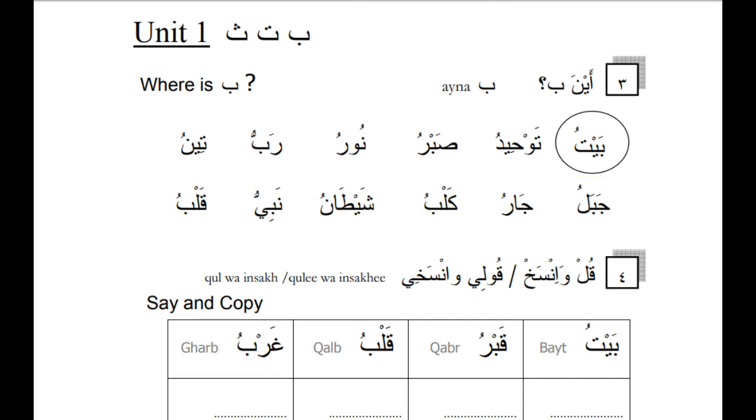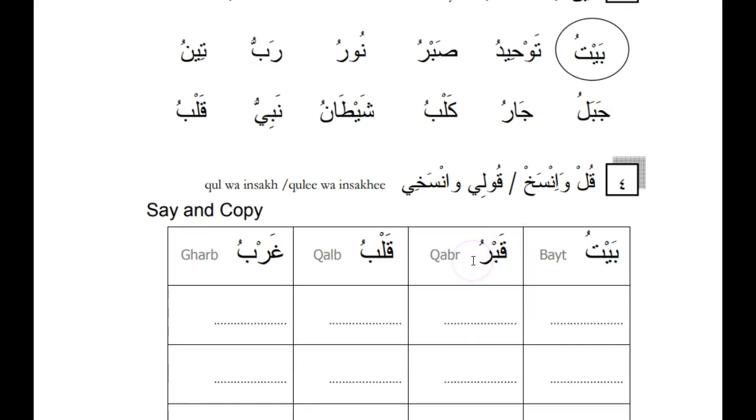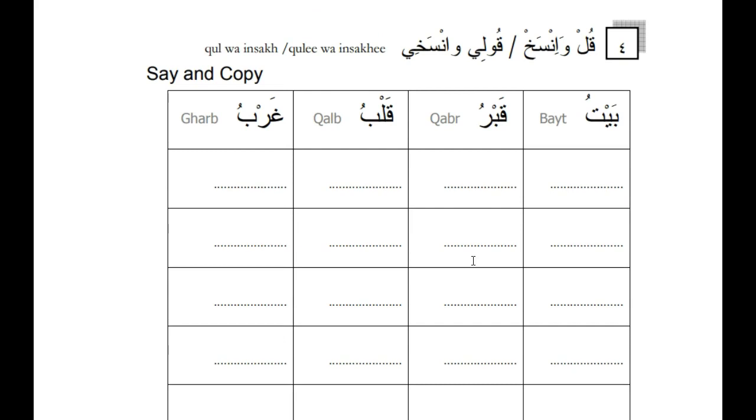Then it says here, say and copy. We will read these words and write them down, you know, from right to left. Never forget, just try to write them, try to draw them, and then later on when you know all the letters, it will be easier.